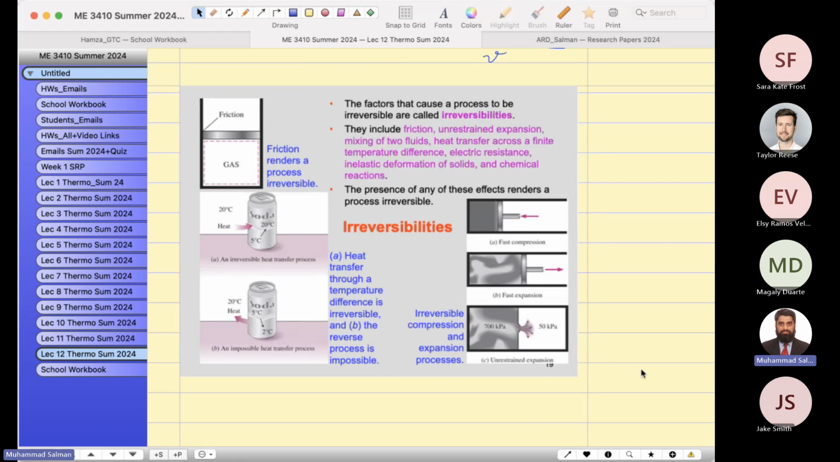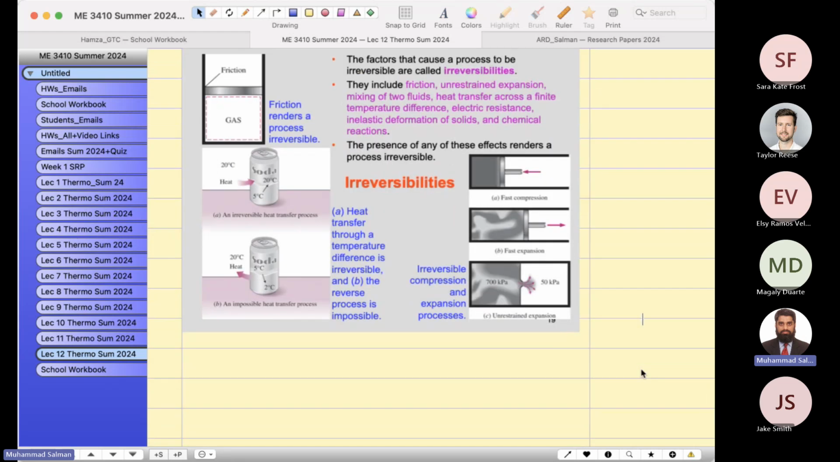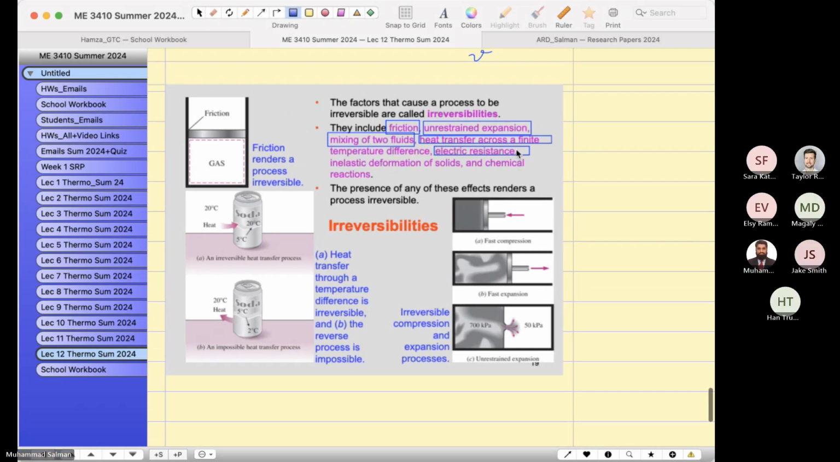Irreversibilities also happen, and friction is the major cause of irreversible processes. Unrestrained expansion, like if your car tire is busted, is an unrestrained expansion. Other causes include mixing of two fluids, heat transfer across a finite temperature difference, electric resistance, and so on.